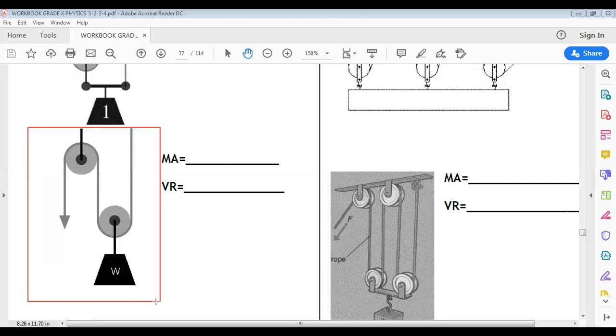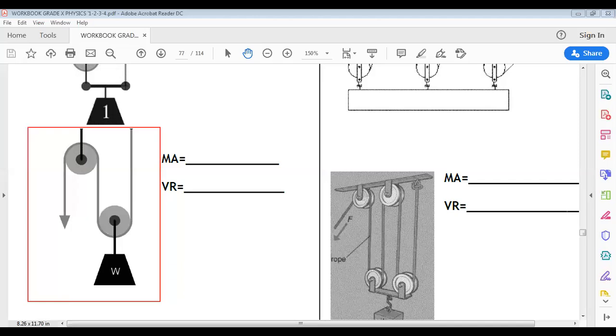No, no, Mrugal. Please check it carefully, beta. You have to count. Remember, you have to find the number of strings. You have to find the number of strings directly supporting the load.